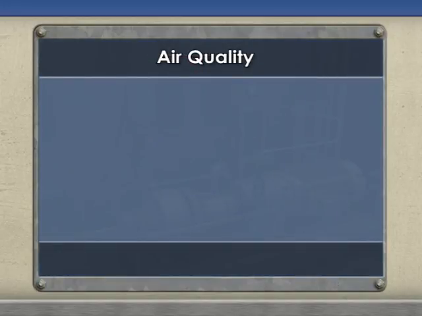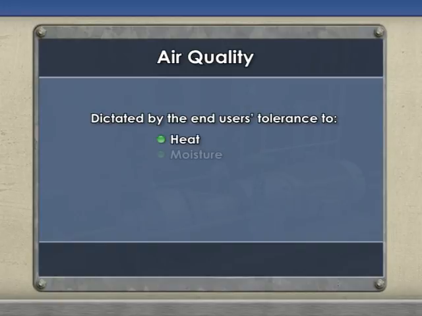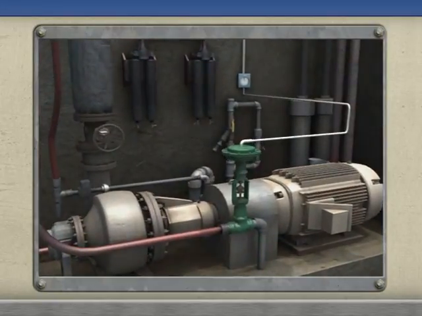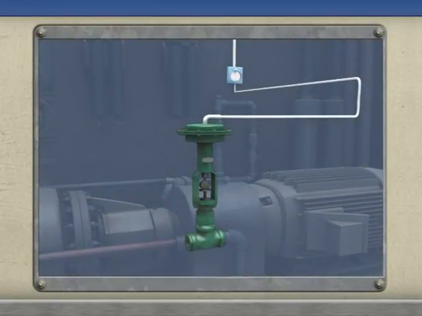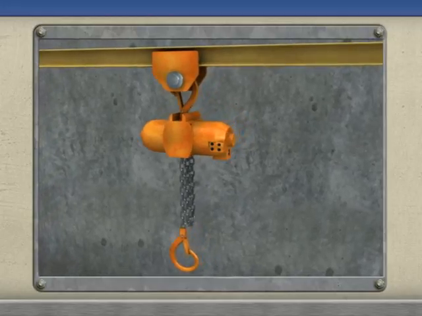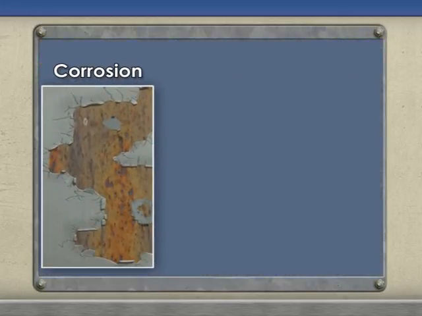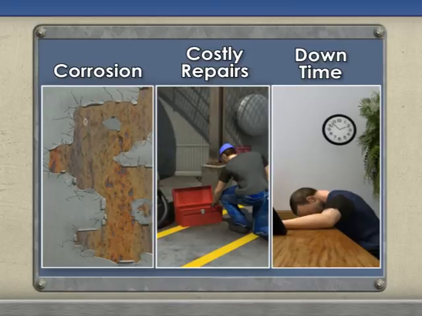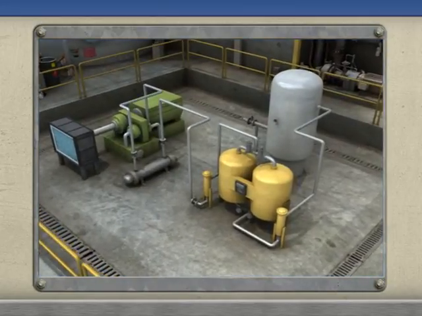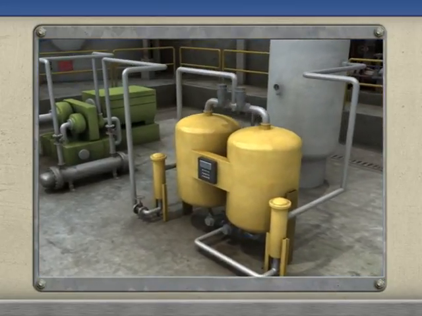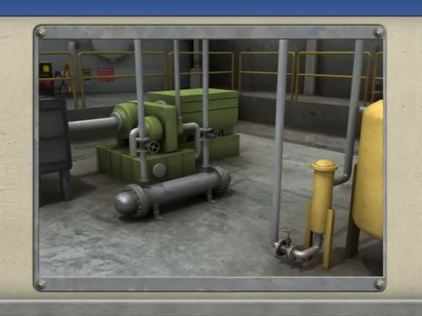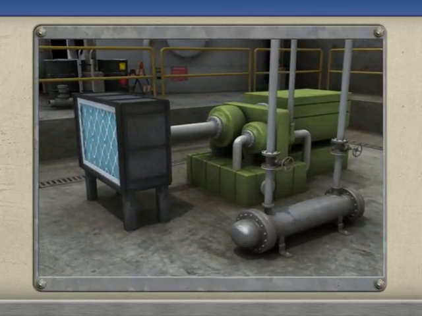The quality of the air within a pneumatic system is dictated by the end user's tolerance to heat, moisture, and other potential contaminants. For example, the finely tuned moving parts of a pneumatic loop controller are significantly more sensitive to high temperatures, condensation, and dust than a 5-ton pneumatic hoist. In order to prevent corrosion, costly repairs, and downtime, specific procedures and equipment are employed to control heat and moisture to predetermined and measurable tolerances while preventing the introduction of contaminants.